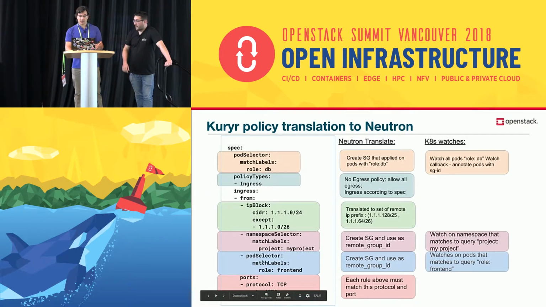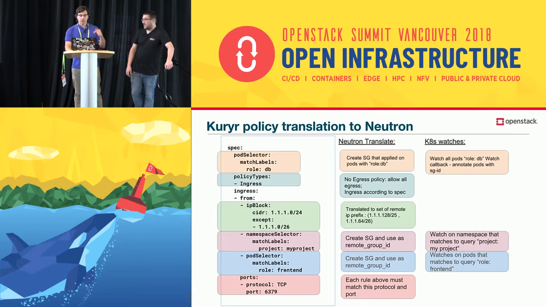And finally, the pod selector here for front ends, anything that's labeled front end can talk to the database. Okay? So the question is, how do you map these concepts onto Neutron? And we do that with security groups, and we need a few security groups. One is the security group for the pods that are being protected. That's here. Okay? So Neutron translation, we create a security group for that.